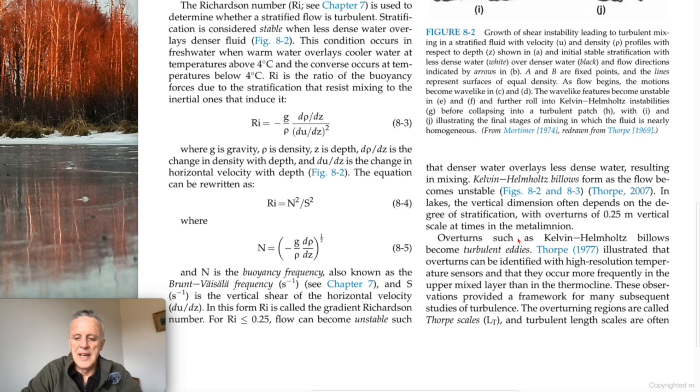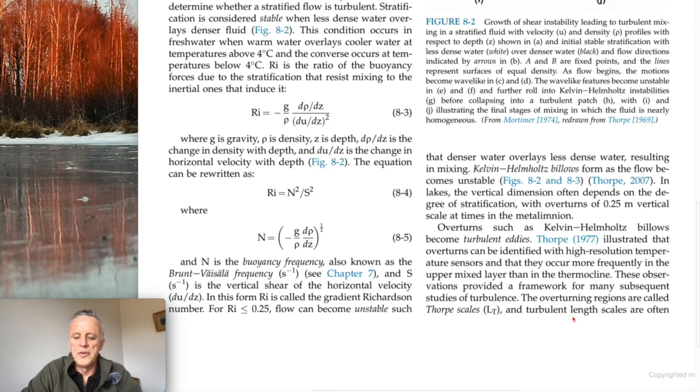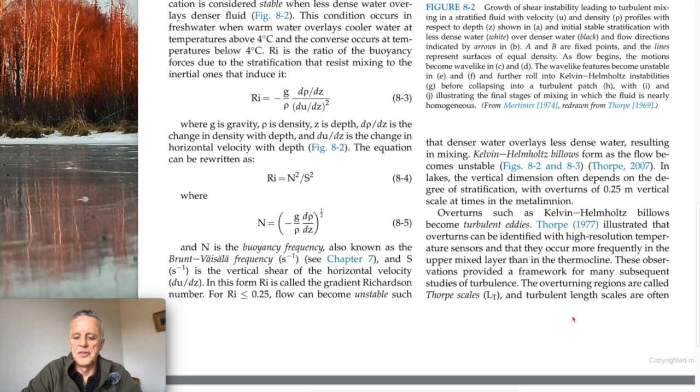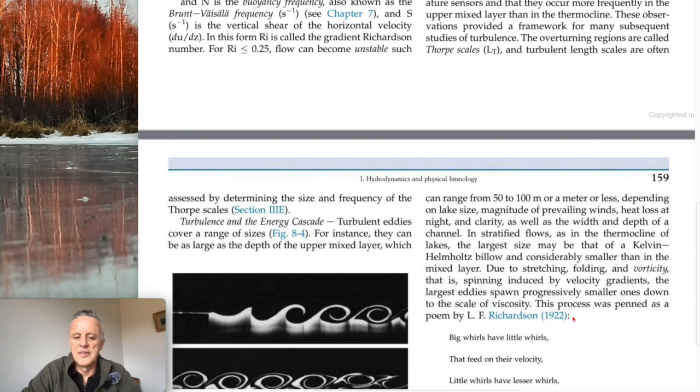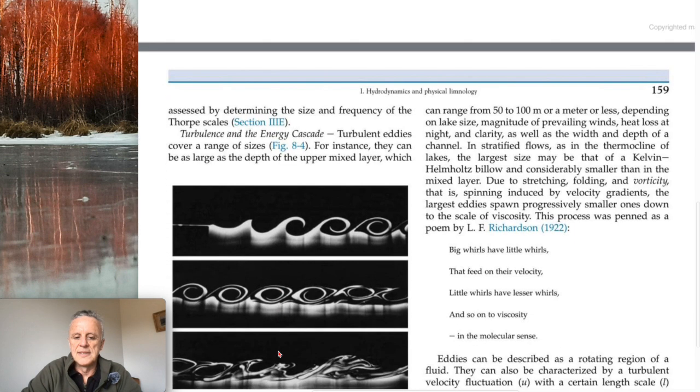Once the Kelvin-Helmholtz billows become turbulent eddies, illustrated here, overturns can be identified with high-resolution temperature sensors, and they occur more frequently in the upper mixed layer than in the thermocline. These observations provide a framework for many subsequent studies of turbulence. The overturning regions are called Thorpe scales, and turbulent length scales are often assessed by determining the size and frequency of the Thorpe scales. Turbulence and the energy cascade.